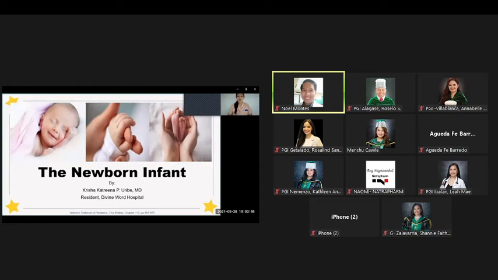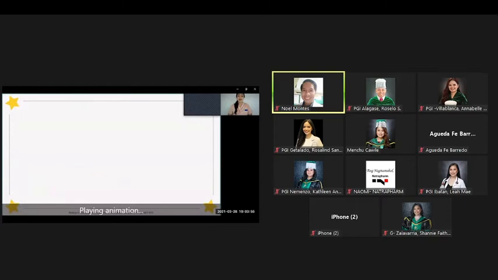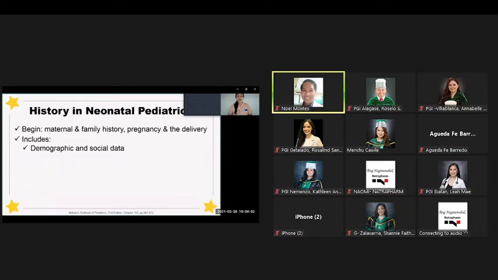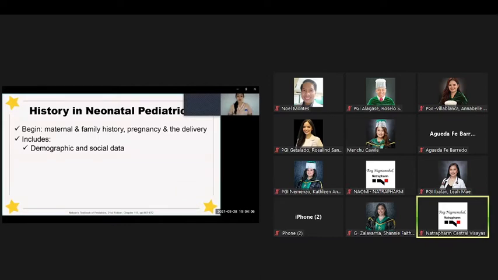So the management of the newborn should focus on parental anticipatory guidance and early detection of conditions or complications that carry risk of morbidity or even death. The assessment of the newborn should begin with a review of the maternal and family history, the pregnancy, and the delivery. Details of this history should include the demographic and social data, which includes the socioeconomic status, the age.